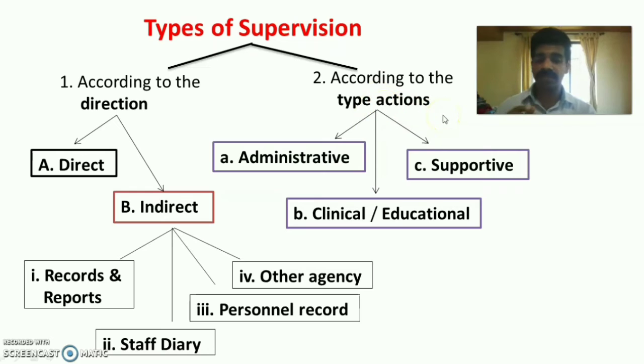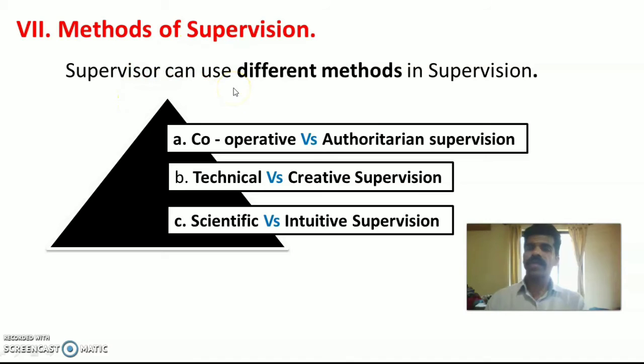According to the type of actions or services, administrative supervision, clinical or educational supervision, and supportive supervision. So these are the types of supervision. The next session is methods of supervision. So there are mainly 6 important methods in supervision. That means a supervisor can use different methods in supervision and different types of supervisions.